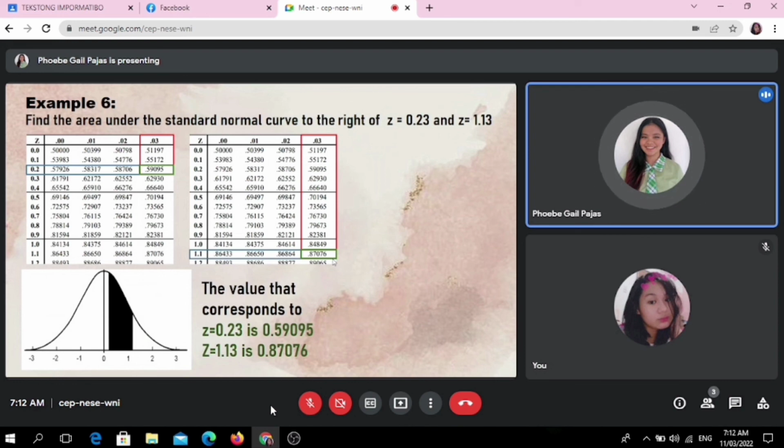Since magkapareho sila ng sign, isusubtract natin. So, 0.59095 minus 0.87076. Our area is negative 0.27981. So, paano ba natin ito i-graph? Meron tayong word dito na to the right of z equals 0.23. Here in our rough graph, sinimulan ko siyang i-shade dito sa 0.23. Example, may 0.23 dito. Hanggang sa lagpas ng 1 kasi 1.13. So, this is our rough graph.